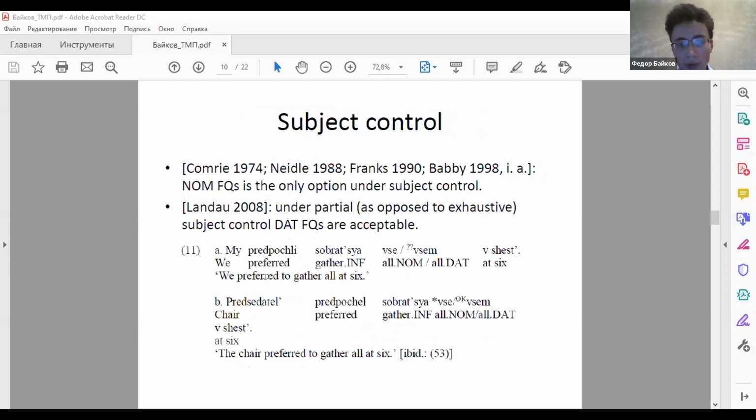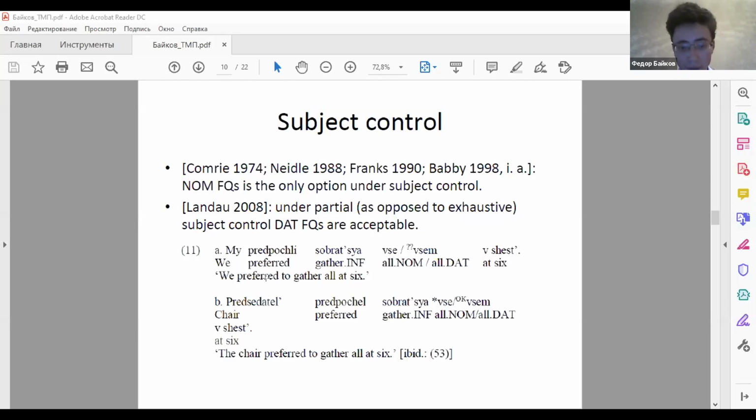And now let's go to subject control. In many works, it has been argued that nominative floating quantifiers are the only option available under subject control. But Landau in 2008 has argued that under partial, as opposed to exhaustive, subject control, dative floating quantifiers become acceptable. So, for example, we have 11a with exhaustive subject control, where the nominative floating quantifier все is absolutely acceptable, and we do not have such a high acceptability with a dative floating quantifier.